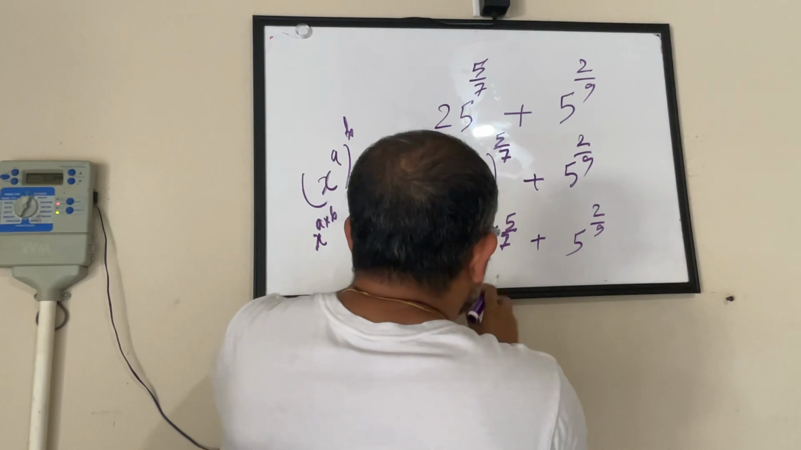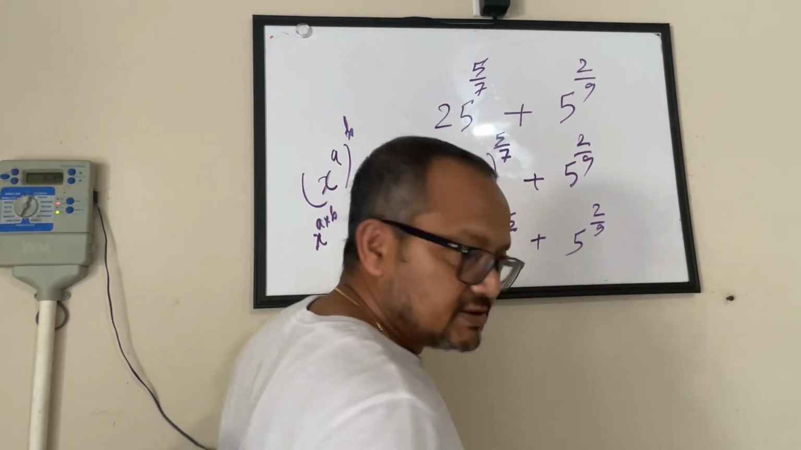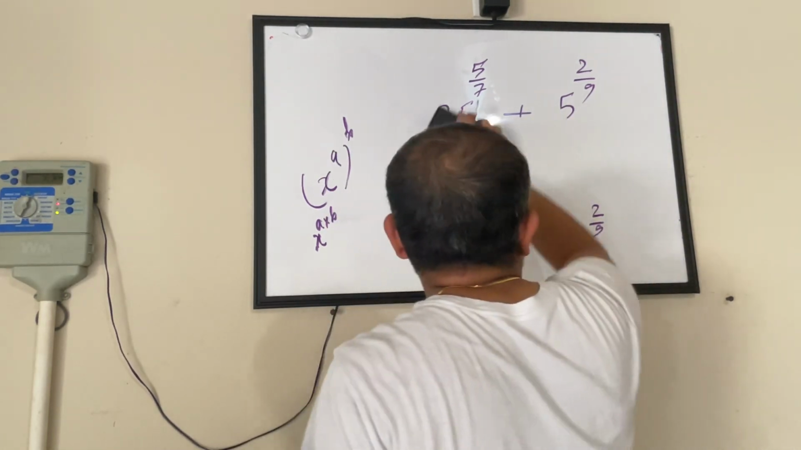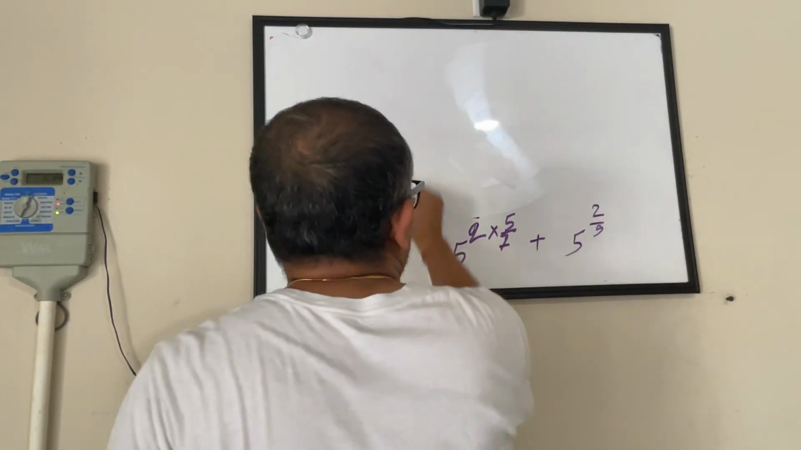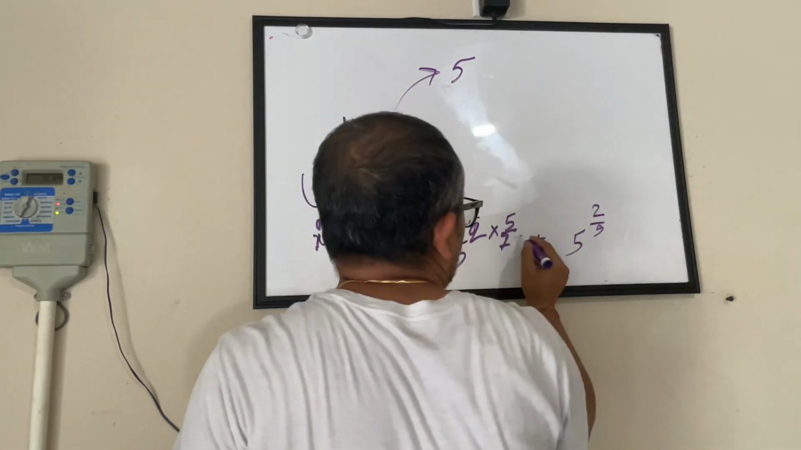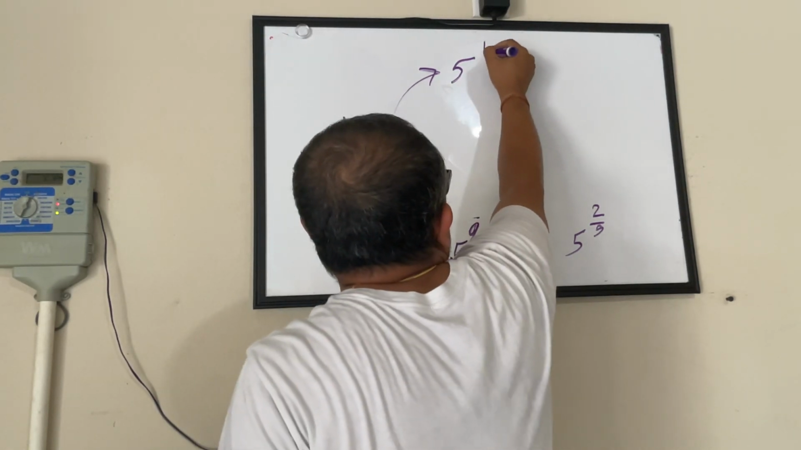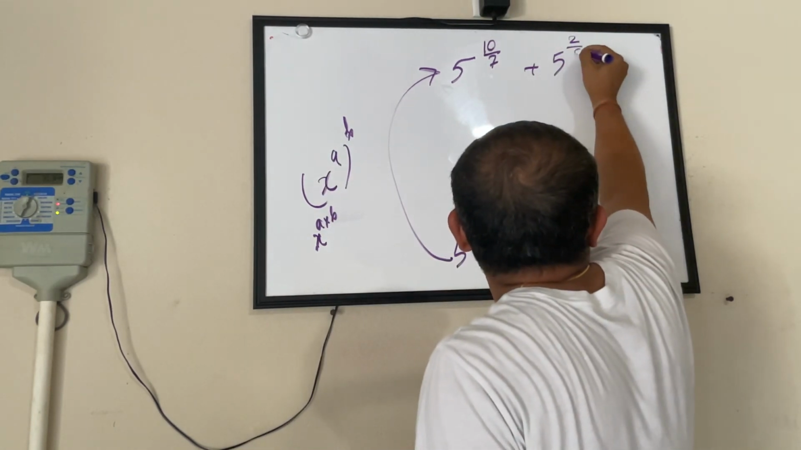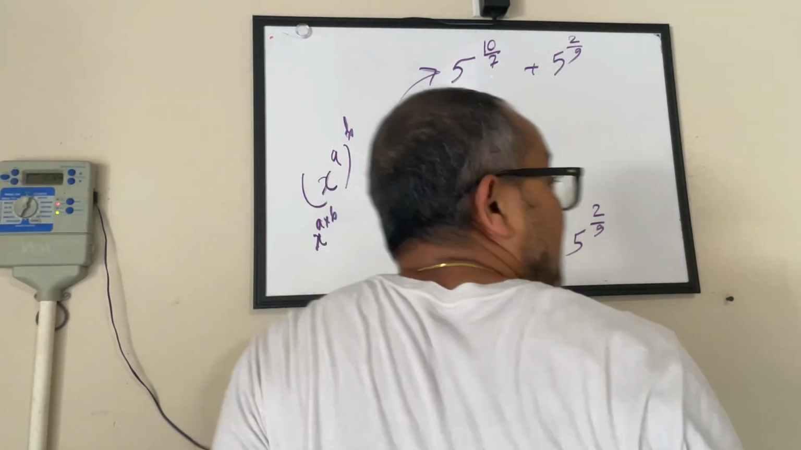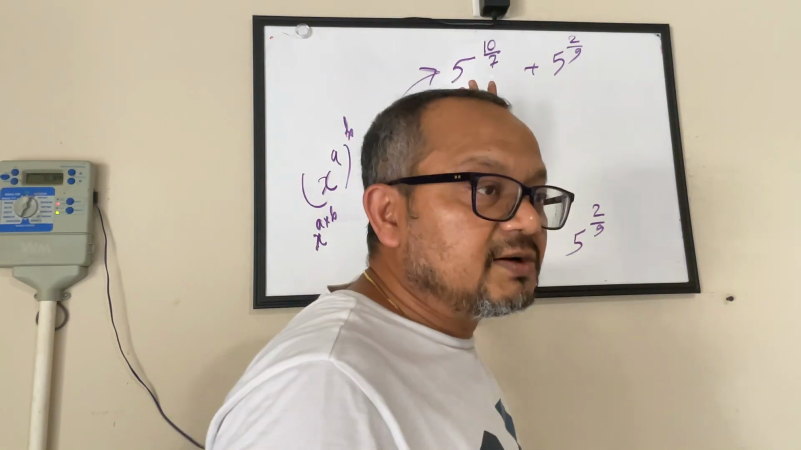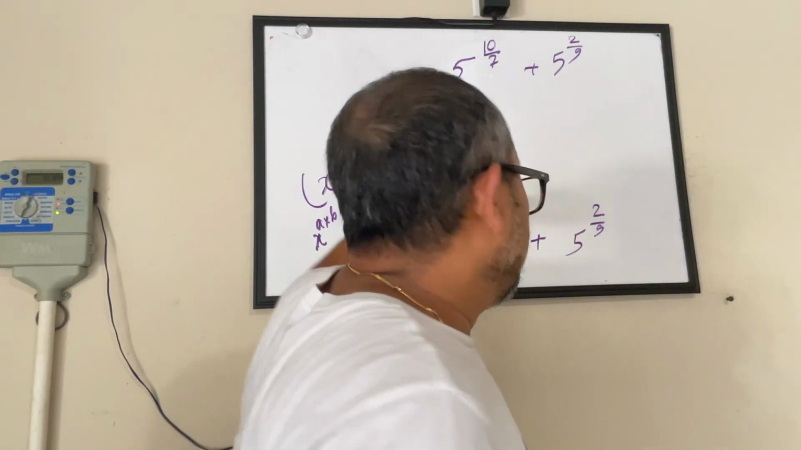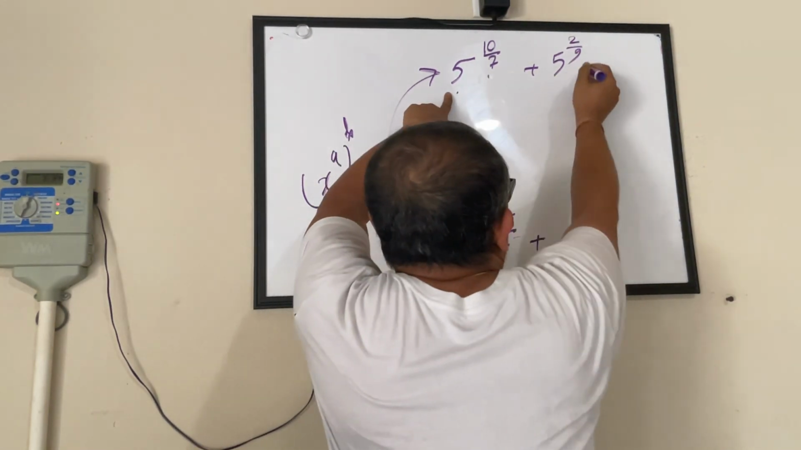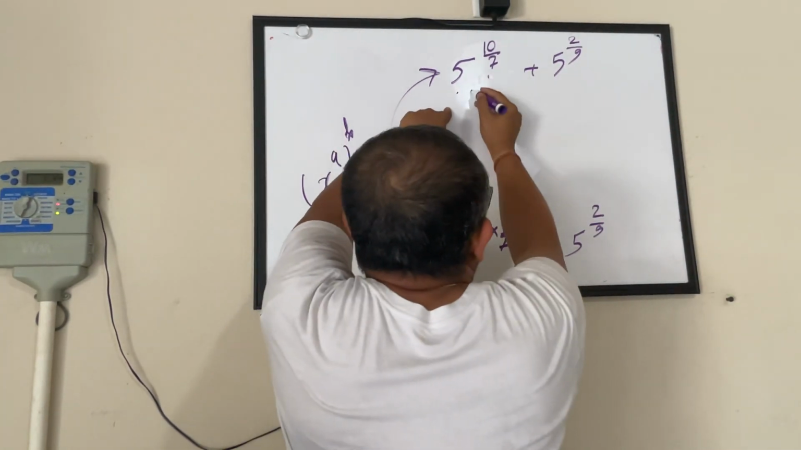So this became 5 to the power 2 into 5 by 7, meaning 2 fives are 10 by 7, plus 5 to the power 2 by 9. Yeah? Everybody is with me so far? Okay. Now this is a simple thing. 5 to the power 10 by 7, 5 to the power 2 by 9.